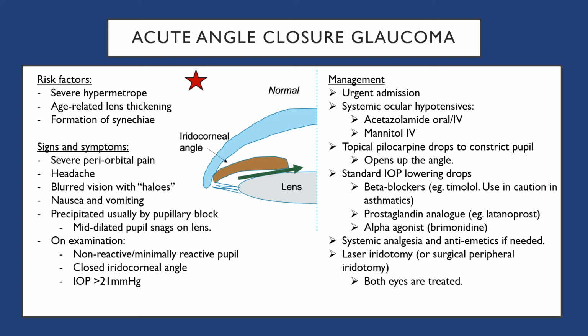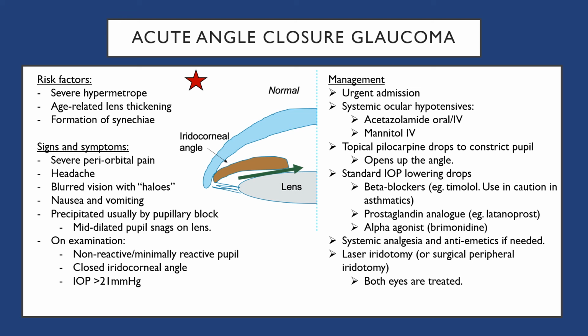So risk factors for acute angle closure glaucoma are being a severe hypermetrope, i.e. being very long-sighted, having age-related lens thickening, and formation of synechia. So if we have a look at this diagram here, you've got the lens, you've got the iris, and you've got the cornea. You get aqueous humour being made where the green arrow is, and then coming forward through the pupil to drain by the iridocorneal angle.